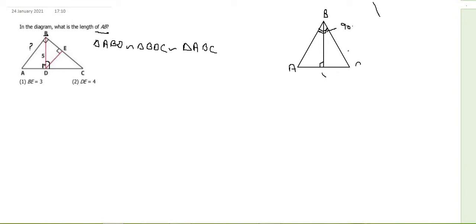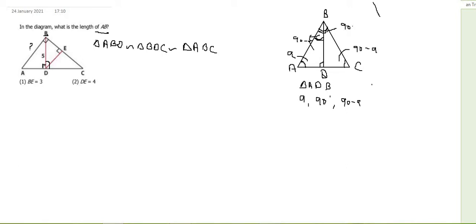In ABC, this angle is 90 degrees, and let me call this angle A. So this angle is going to be 90 minus A, isn't it? Because this angle is 90 degrees, the sum of the other two angles should also be 90. So if this is A, this should be 90 minus A. Now let me call this D. If you look at triangle ADB, what are the angles? In triangle ADB, one of the angles is A, one is 90 degrees. So definitely this particular angle has to be 90 minus A, right?